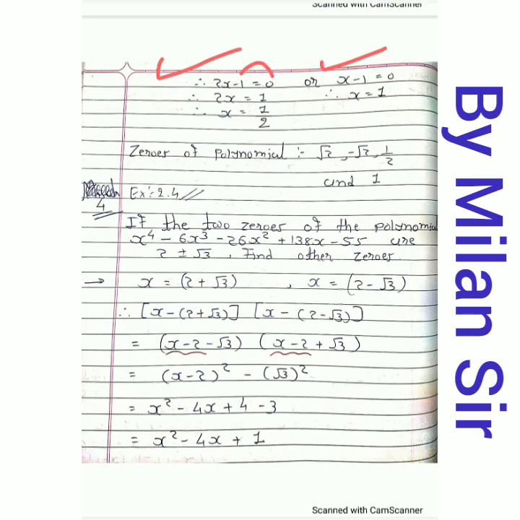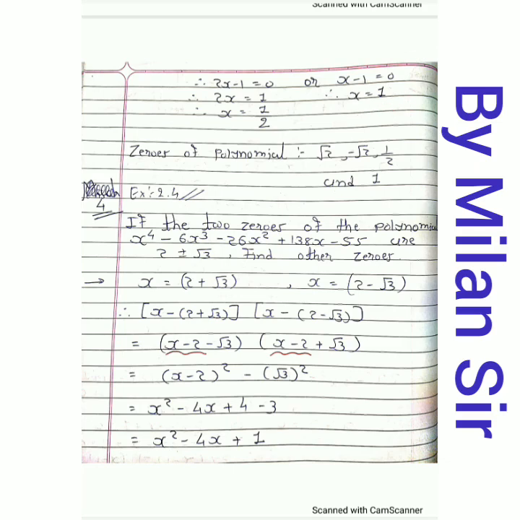Now transfer 1 to right hand side. So 2x is equals to 1. Then 2x, that means 2 multiply x. So transfer 2 to the right hand side. So it goes to the division part. So x is equals to 1 by 2. And here, if you transfer minus 1 to the right hand side, it becomes plus 1. So x is equals to 1.